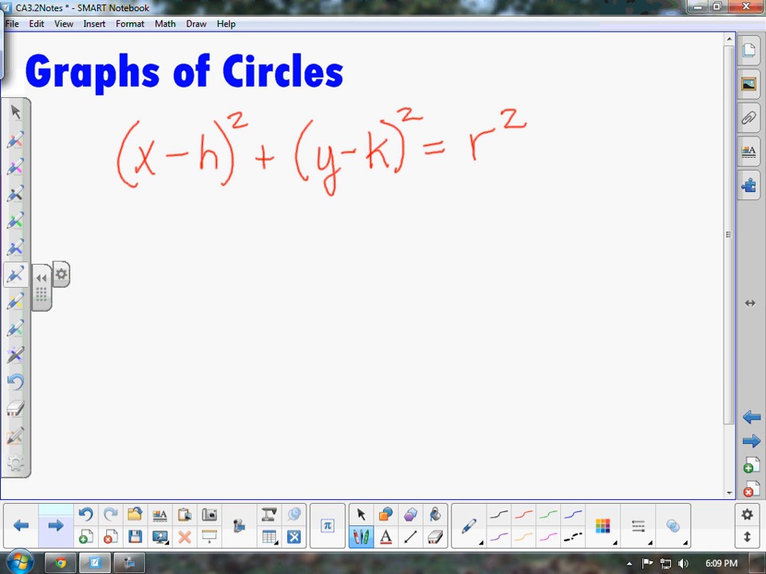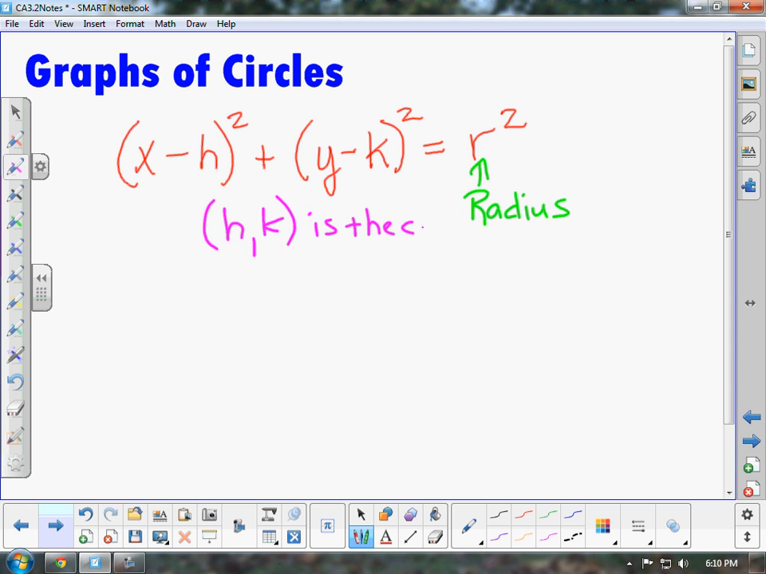Next, you'll see things dealing with circles and the graphs of circles. The general form of a circle is this right here, where it's (x minus h) squared plus (y minus k) squared equals r squared. Now, what do all these letters mean? Well, r stands for the radius of the circle. And h, comma k is the center of the circle.